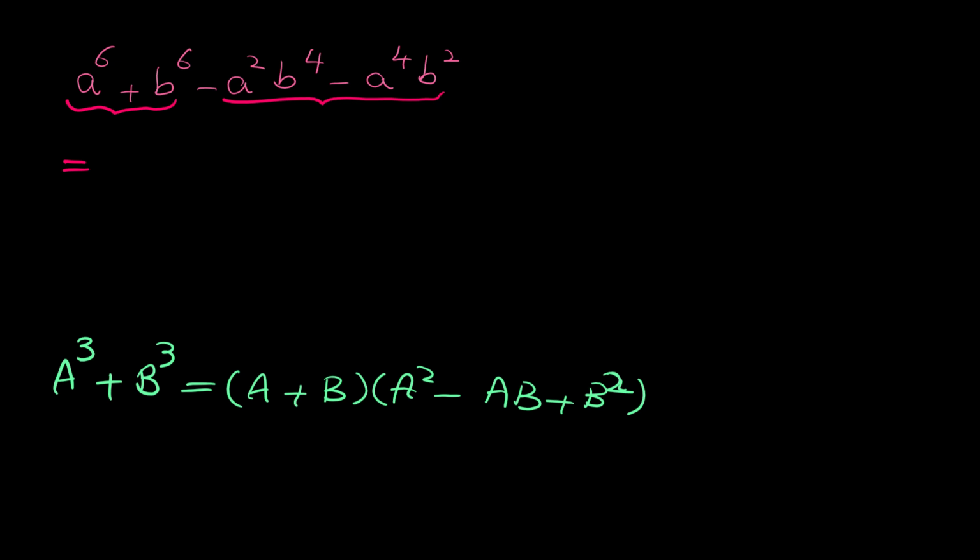Now here we have a⁶ plus b⁶, but attention, a⁶ plus b⁶ can be written in the form of (a²)³ plus (b²)³, because (a²)³ is a⁶, and (b²) to the power of 3 is b⁶.